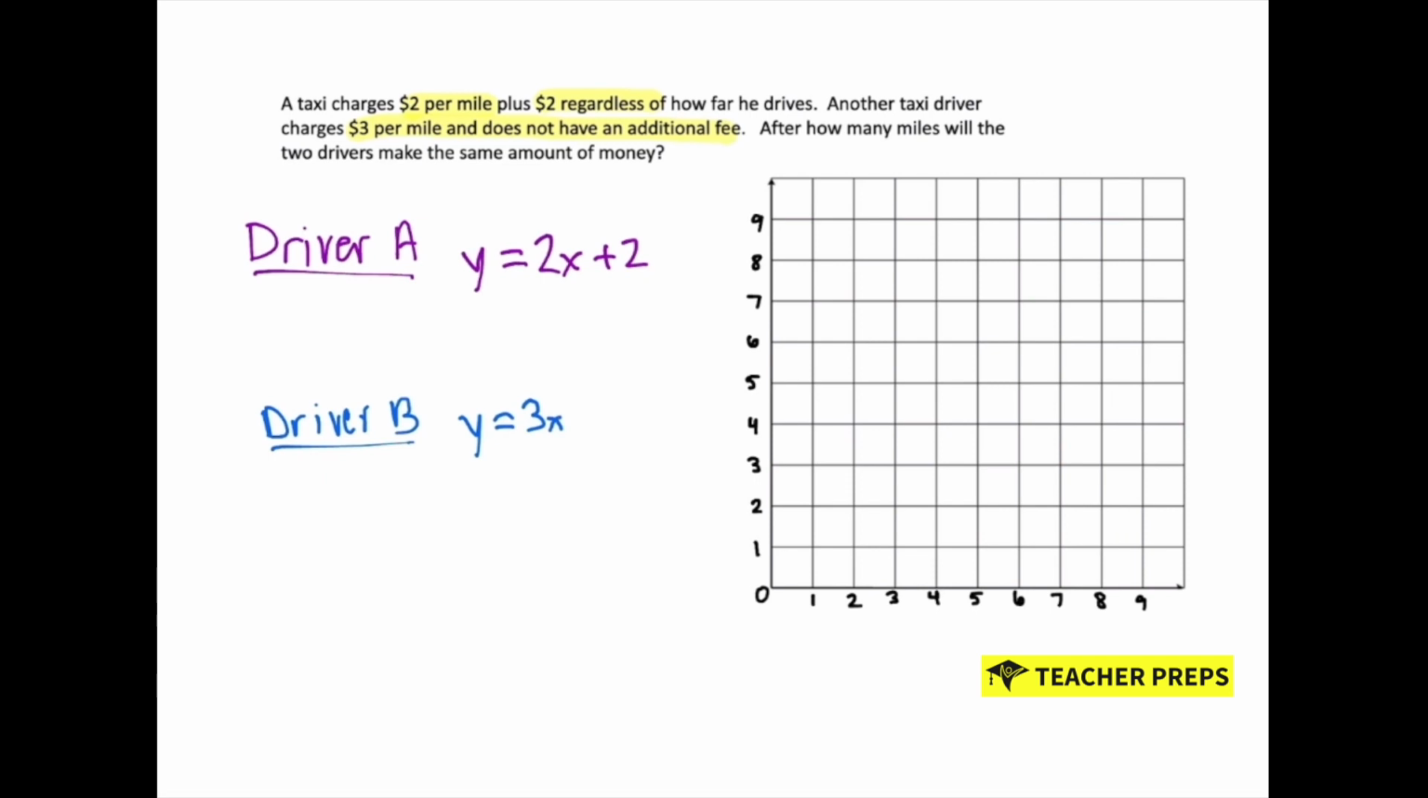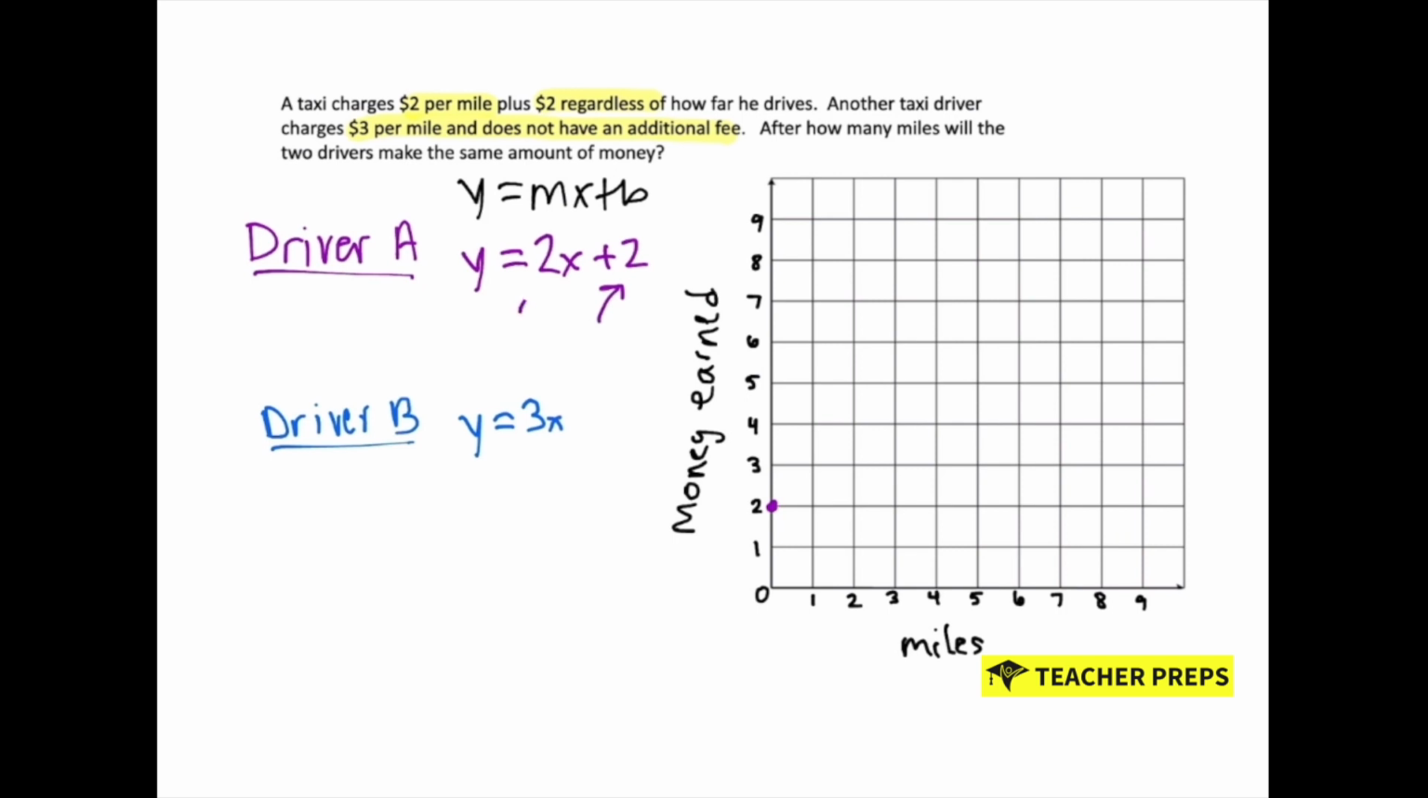The x-axis is going to stand for the miles driven, and the y-axis is going to stand for money earned. When we graph equations, we want them to be in slope-intercept format. That's y equals mx plus b, where b is the y-intercept and m is the slope. The y-intercept is where the graph is going to cross the y-axis. So in this case, driver A's is going to cross at point 2.